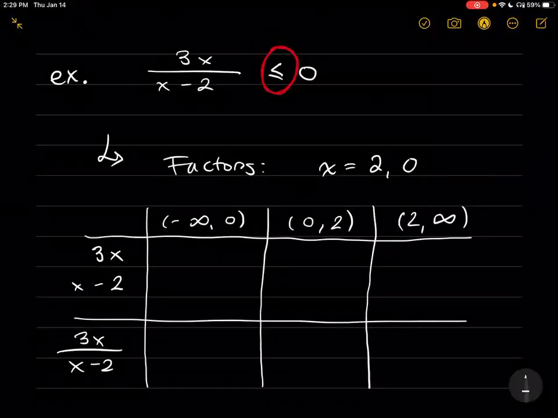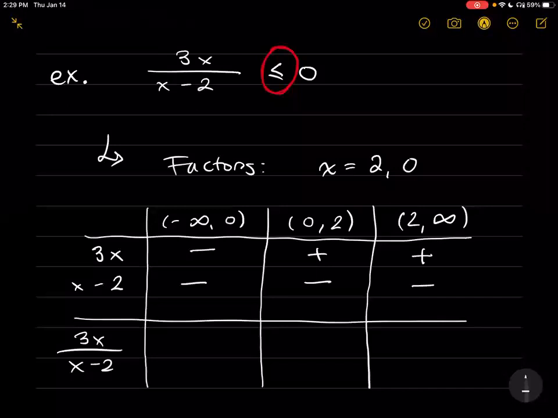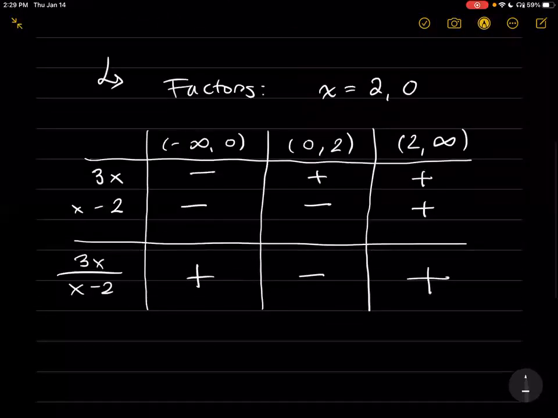So 3x, that's going to be negative, and then positive and positive. And then negative, negative, positive. And then down here, negative times negative is a positive. And this one's a negative, and positive times positive is just positive. And if you want to see that sort of process in more detail, I recommend you go back and watch the main lecture.